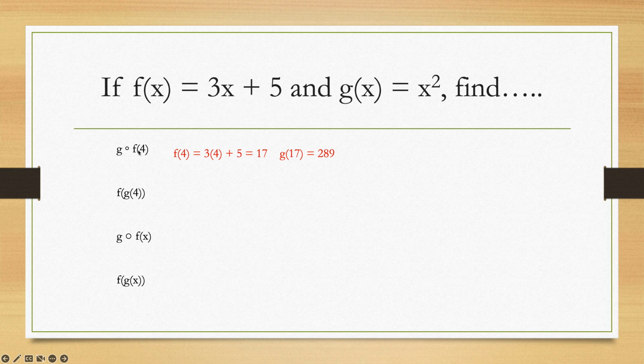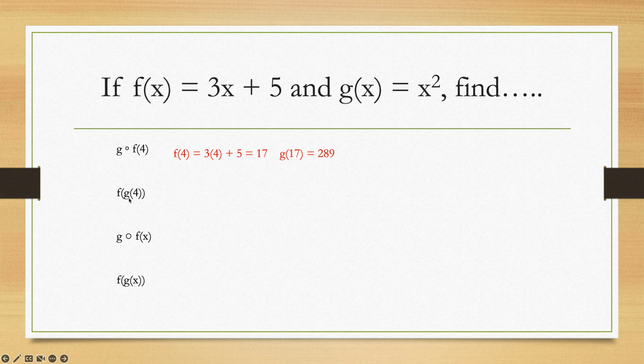Now, f of g of 4. Remember, we read this backwards. I'm sorry, it says g of f of 4. So the first thing I did was find f of 4, substituting in 4. 3 times 4 is 12, plus 5 is 17. And then g takes whatever you give it, whatever the input is, and it squares that input. So 17 squared is 289.